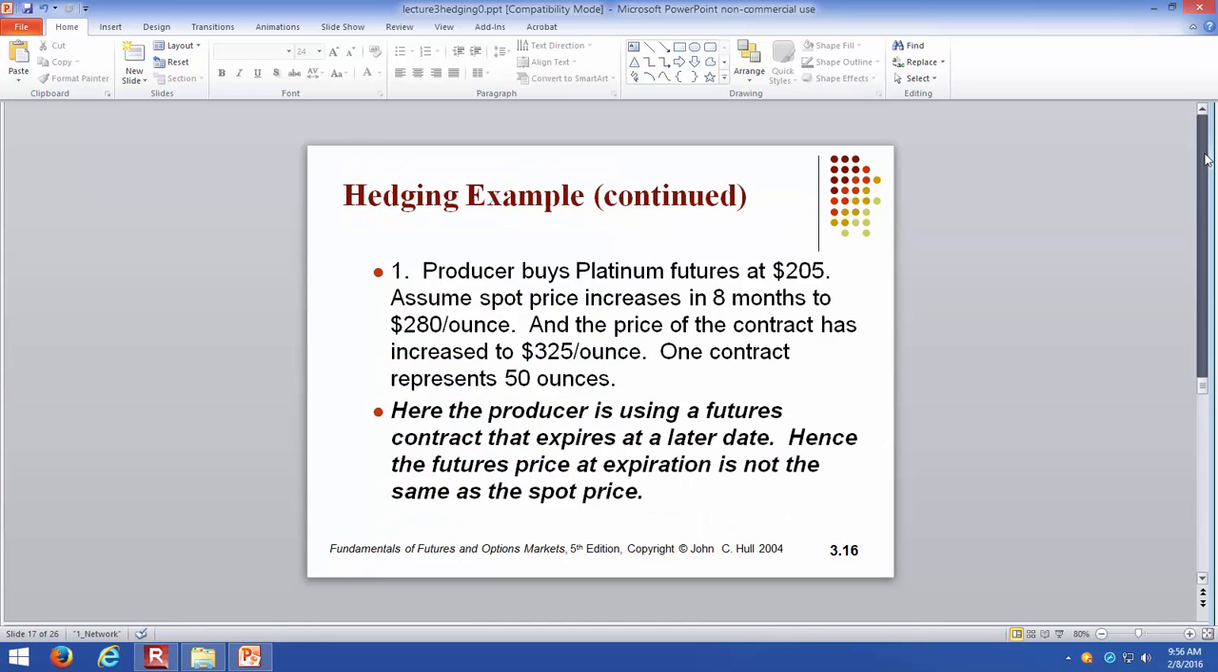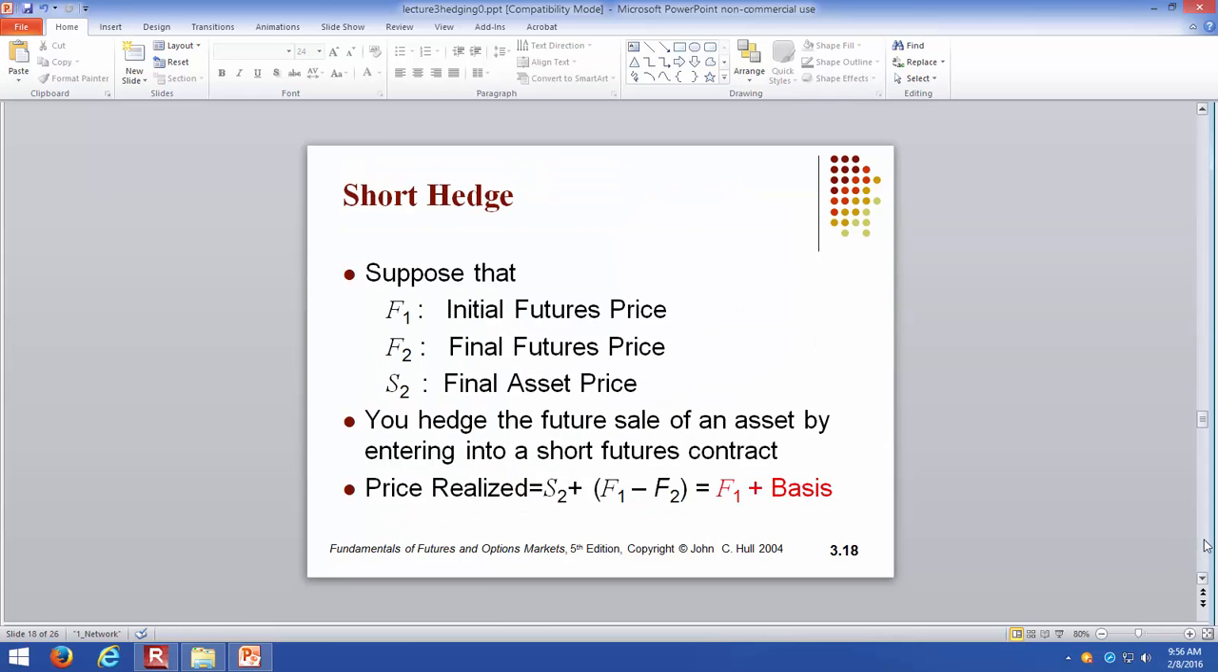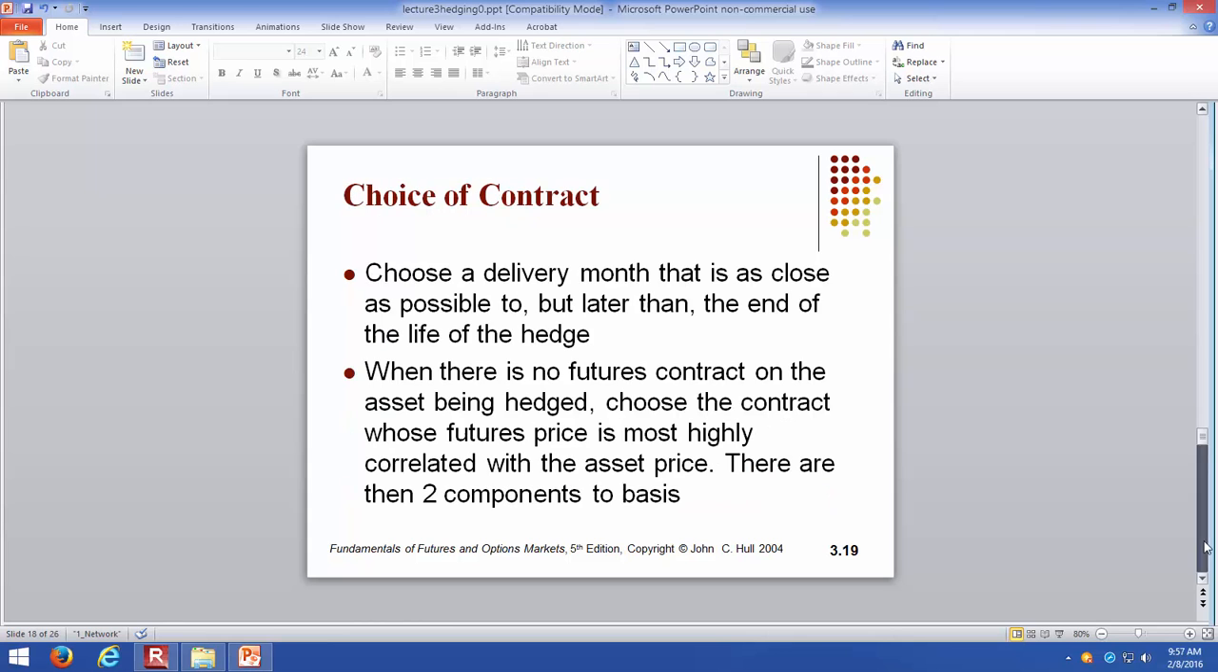Now what we see here is that F1 plus basis is the same for a long hedge and for a short hedge. Now why is that true? The main reason being that, what the buyer makes, the seller will lose. So it is a zero-sum game.